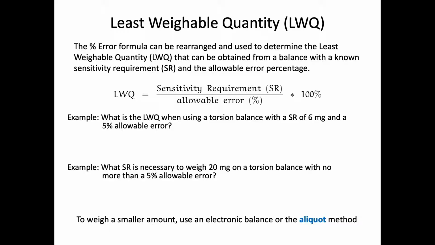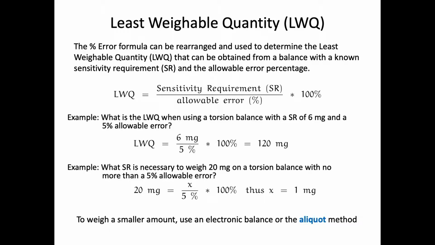With that as a rearranged version, let's use the formula in that way to answer some very common pharmacy-related questions. The first question to answer is, what is the least weighable quantity, or LWQ, when using a torsion balance with a SR, which is sensitivity requirement, of 6 milligrams, and a 5% allowable error? I will just say, some questions will use numbers other than 5%, but by law, typically that is the maximum amount you can have per weighing, no more than a 5% error per weighing. So that is a very standard allowable error to use.